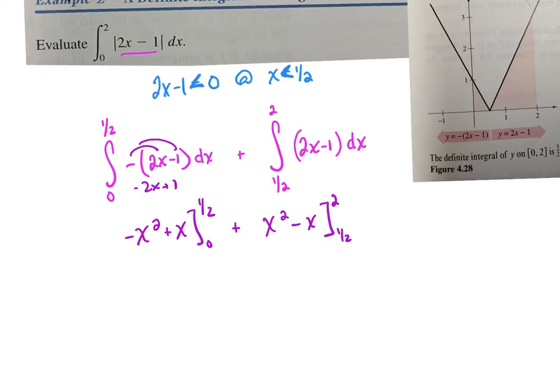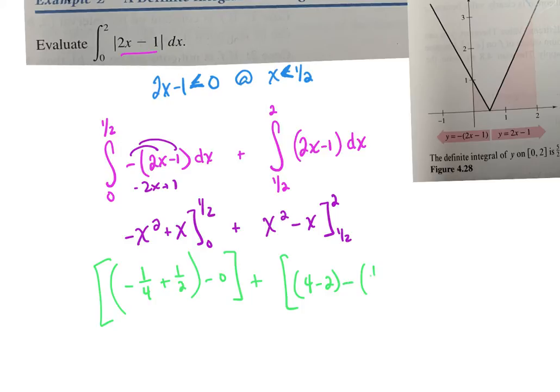So I'll take these and I'll say plug in a 1/2. So that's negative 1/4 plus 1/2. And this is nice because I'm just subtracting 0 here, right? So I don't need to worry about it, normally it would be subtracting 0. That's my first piece of it. And then add to it 4 minus 2, plug in that 2. 1/4 minus 1/2 is my second piece of it.